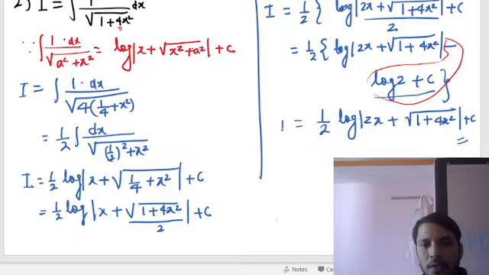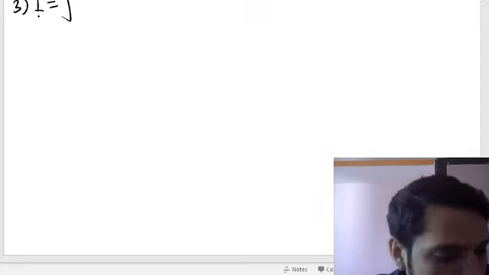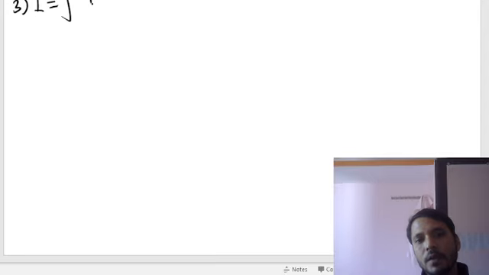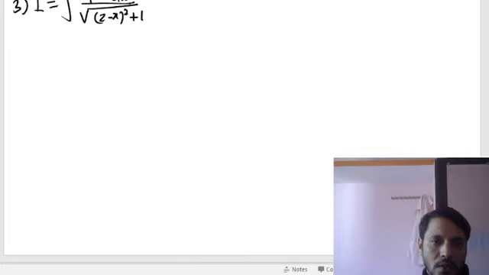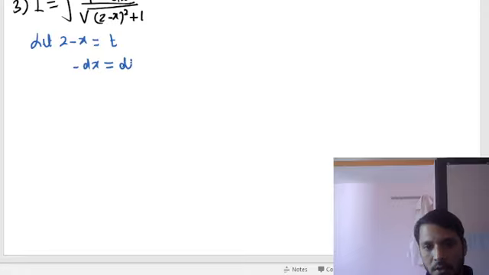Now we'll move to the next question, that is question number third. In question number third, we have given I is equal to integration of 1 by under root of (2 minus x) whole square plus 1, into dx, right? Now we can apply the substitution method. We have to replace this 2 minus x with t, and then the differentiation of this is minus dx, which will be equal to dt, means our dx will be replaced by minus dt.